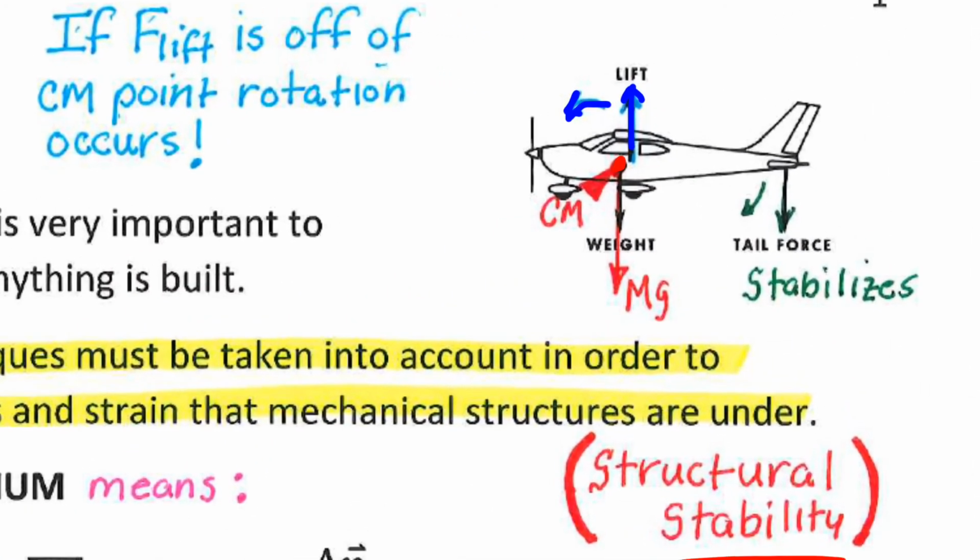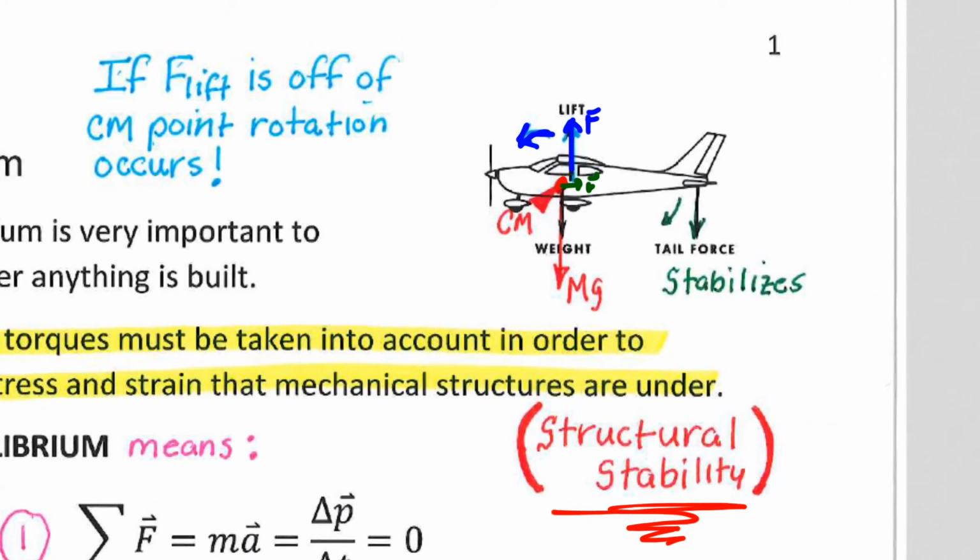Let me zoom in here because it's a little small, but if we have an r, right, cross F, you get a twisting torque in a counterclockwise direction. And that plane is not stable. Even if the center of mass is even closer, it's going to be a very wobbly plane. So that tail force, as I have shown here in green, the tail force down, right?